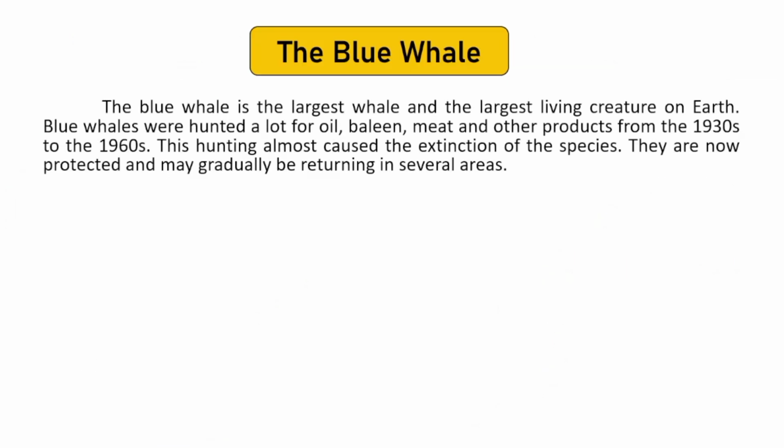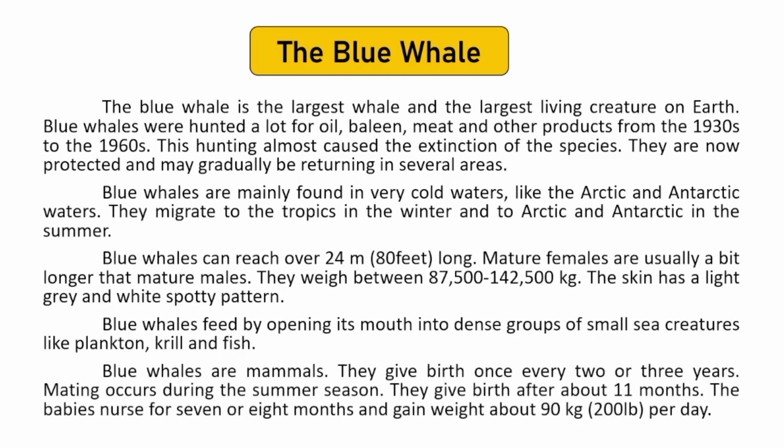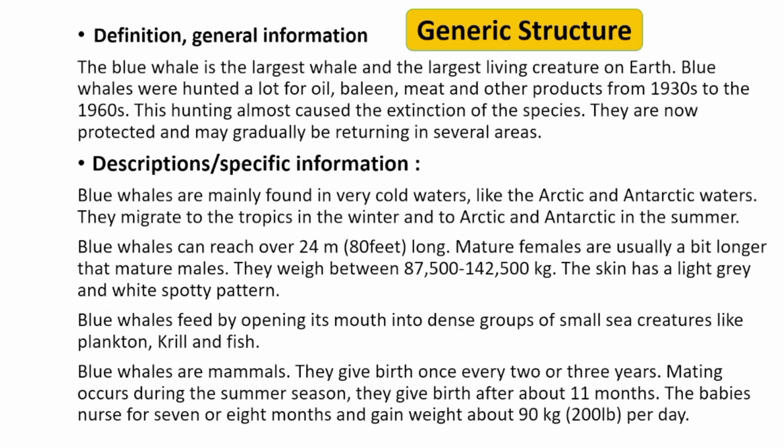Okay, let's look at the example. The blue whale. The first paragraph: The blue whale is the largest whale and the largest living creature on Earth. The second, third, fourth, and fifth paragraphs: Blue whales are mainly found in very cold waters. Blue whales can reach over 24 meters or 80 feet long. Blue whales feed by opening its mouth. Blue whales are mammals.